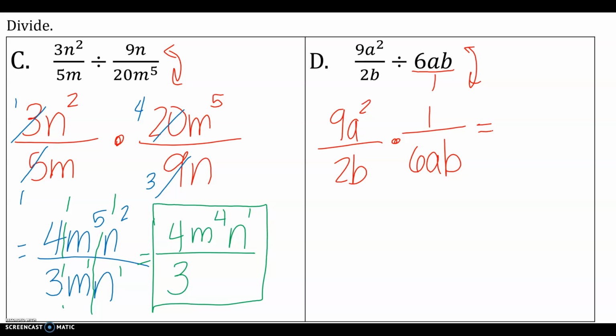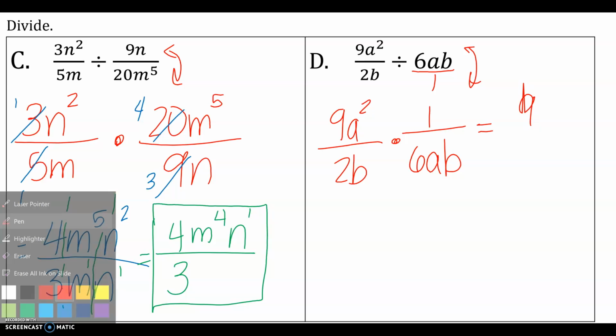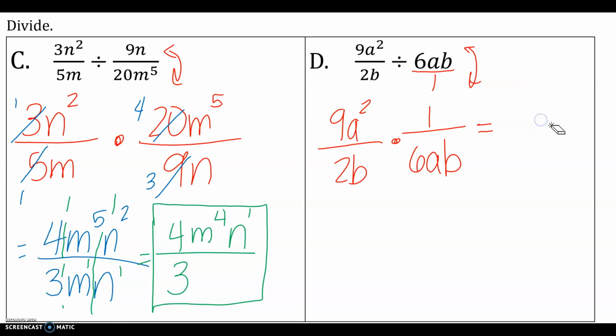So 9 times 1 would be 9. And then we have a squared over 2 times 6 is 12. A, now you have b to the 1st makes it b squared. Draw your dotted lines.